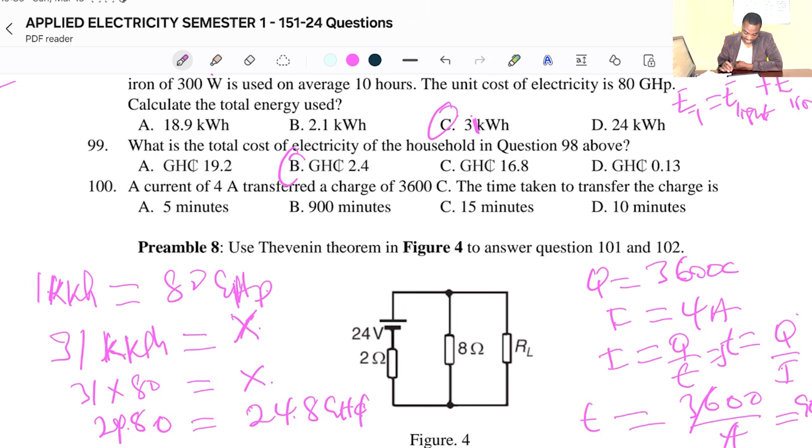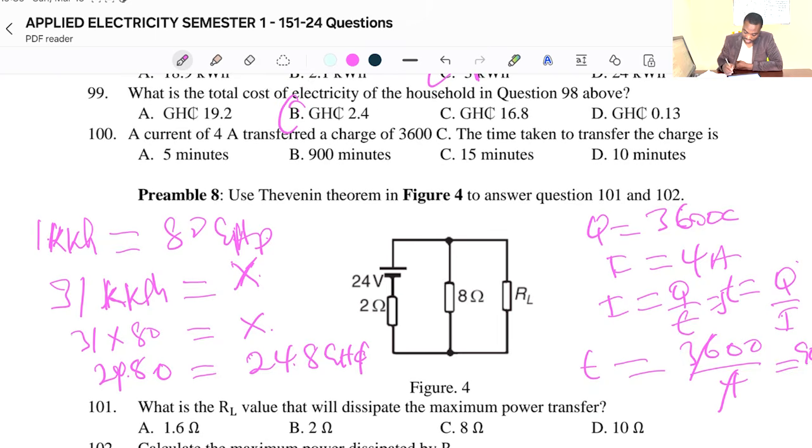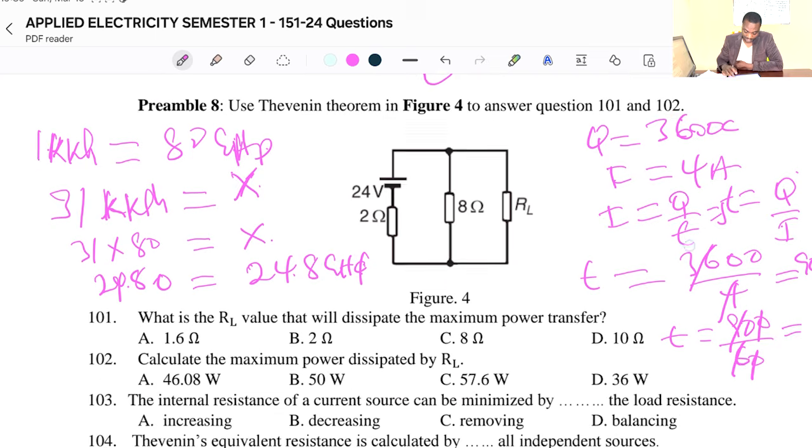So 900 seconds, you change that to minutes. So I just have 900 divided by 60 seconds, right? That will give us 15. So the answer here is C.